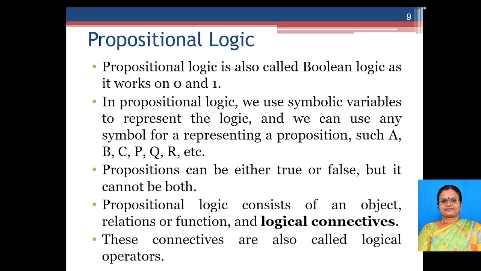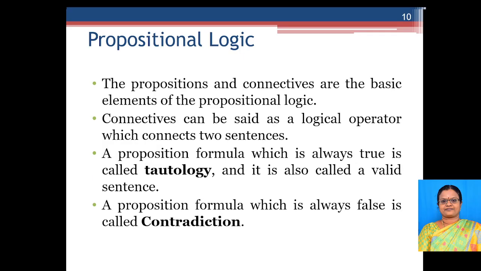ones. And this propositional logic, we can represent by using alphabets such as A, B, C, P, Q, R, etc. And then this propositional logic consists of an object, a relation or a function, and logical connectives. These connectives are also called logical operators. So the proposition and the connectives are the basic elements in propositional logic.